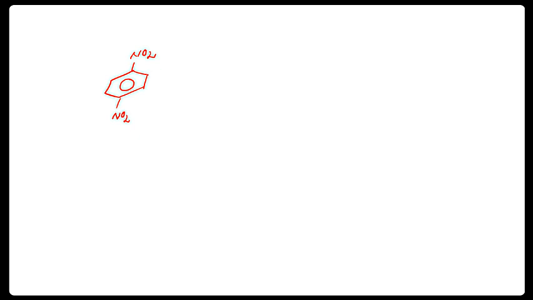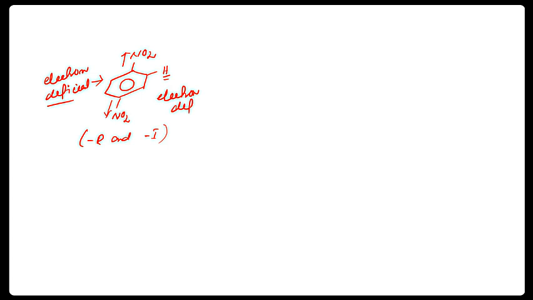Okay, so this is H. What we know is that the nitro group is electron withdrawing by two factors: one is minus R and the other is minus I. So because of two nitro groups, this ring becomes electron deficient. As the ring is electron deficient, definitely this proton will be electron deficient.